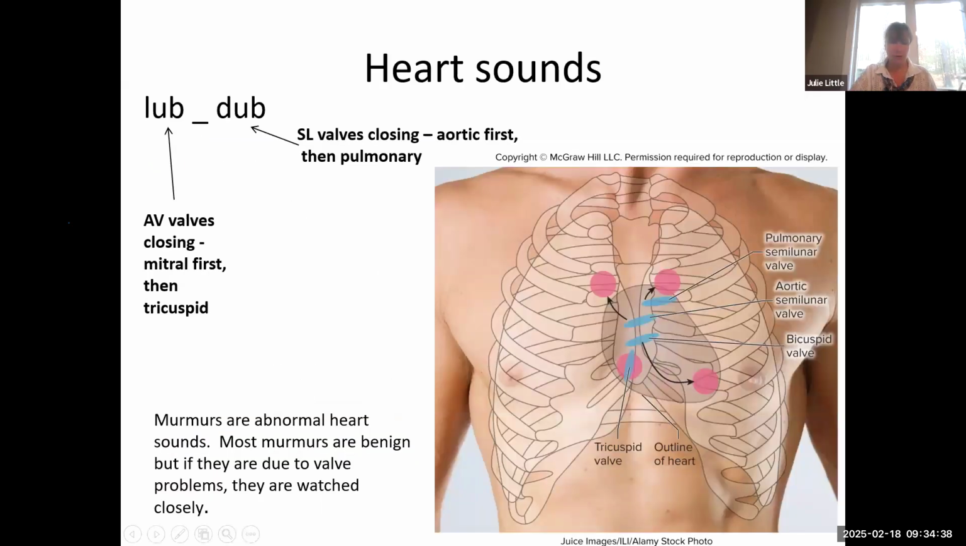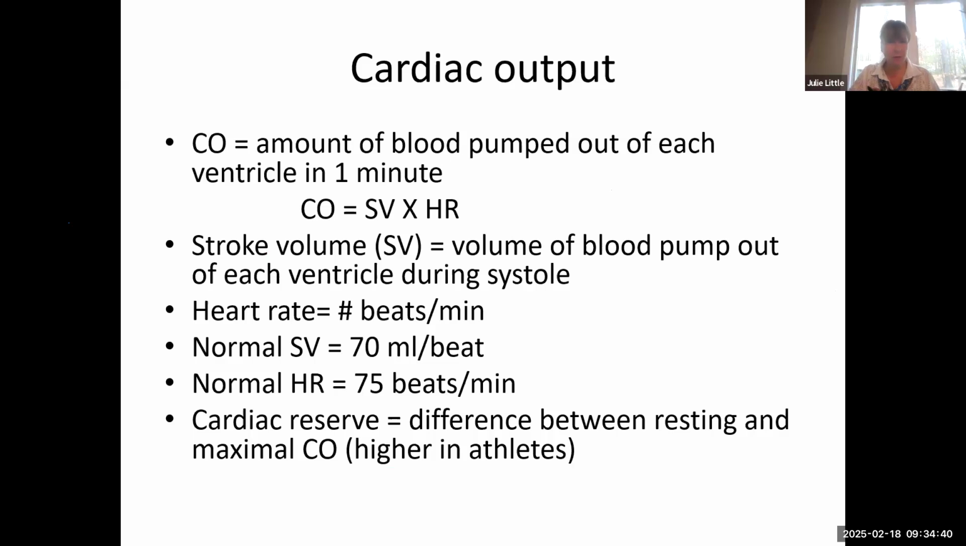We've already done our heart sounds. Now we're moving on to cardiac output. Cardiac output is an incredibly important topic because it's the amount of blood that's pumped out of each ventricle in 1 minute. Know this definition: the amount of blood pumped out of a ventricle in 1 minute. And we know we have a left ventricle and a right ventricle. For the most part, I'll be talking about the left ventricle.